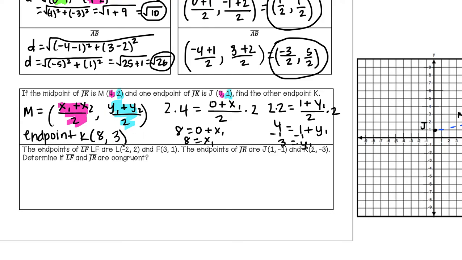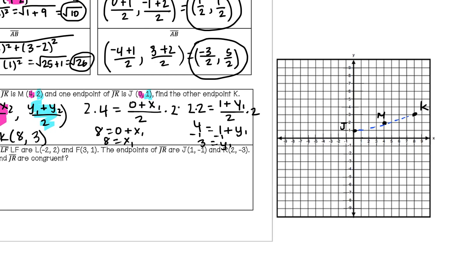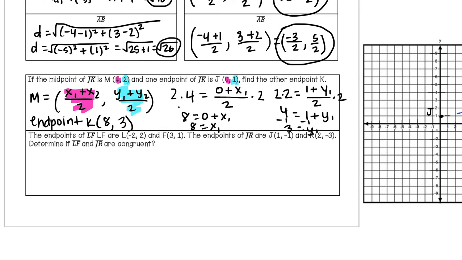And if we check that on the graph, (8, 3) would be right here, and that looks like it's just in line with what we had been saying, so this seems like a reasonable answer for our endpoint. So you can use the graph to help you make sure that the answer you got makes sense.